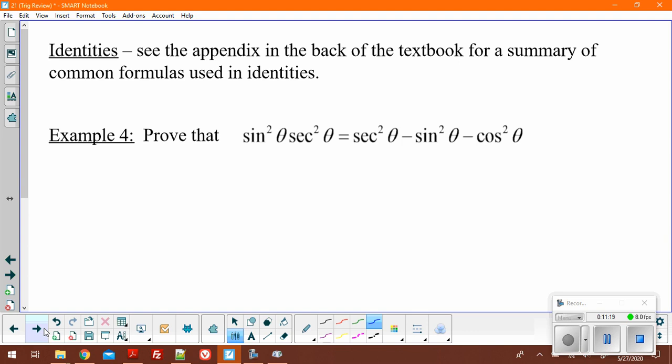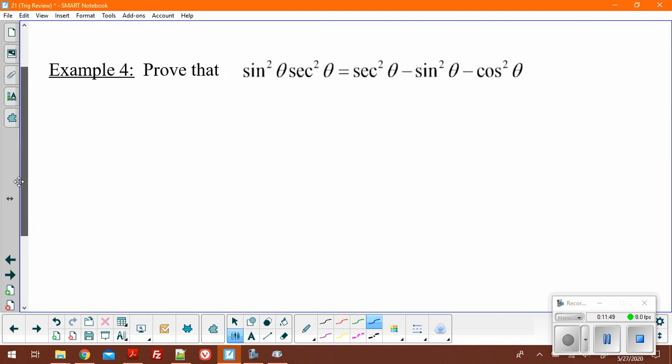So in the very back of your textbook, okay, so if you open up the back cover, there is a section on trig, okay, and there's a section on identities. Like I'm looking at it right now, and it says fundamental identities, reciprocal, quotient, okay, a whole bunch of different things there. All right. So yeah, it's using those to simplify expressions. So we're going to prove that sine squared times secant squared is equal to secant squared minus sine squared minus cos squared. Okay. So both sides are a little bit messy.